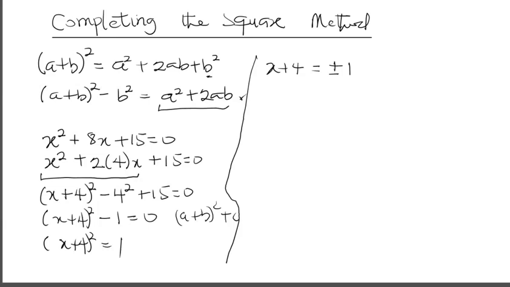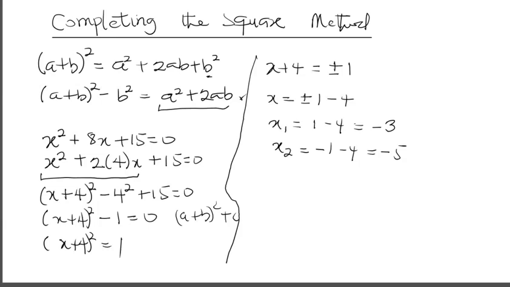I'll then move 4 across the equal to sign. So we have x is equal to positive or negative 1 minus 4. So basically the first x value will give us positive 1 minus 4, which is equal to negative 3. And then the second x value, which will give us negative 1 minus 4, and that will be negative 5.